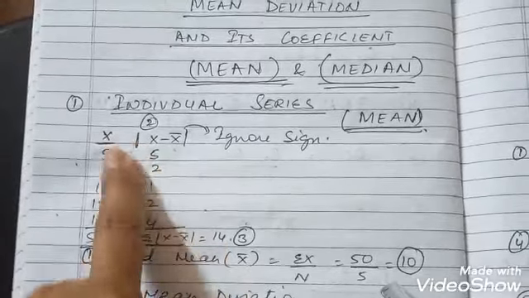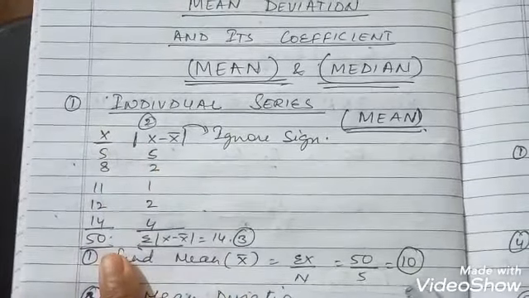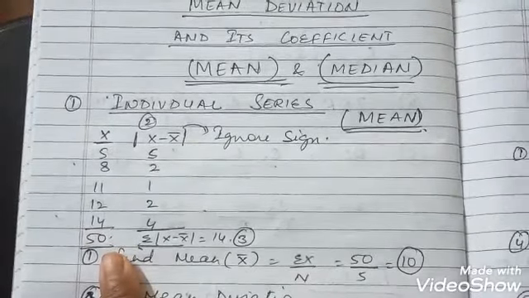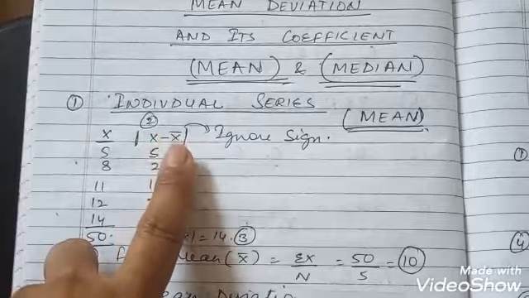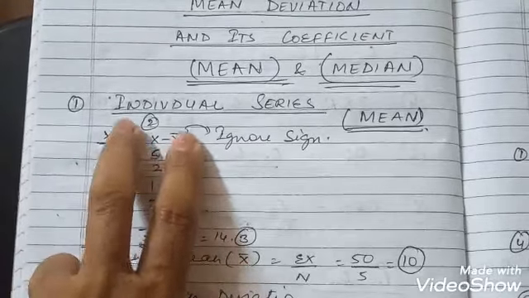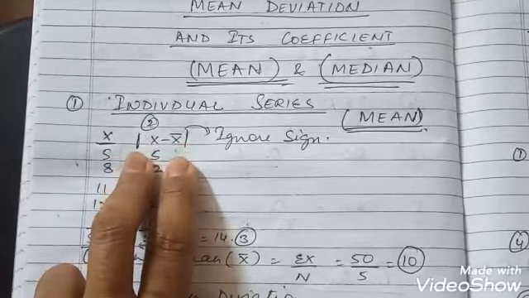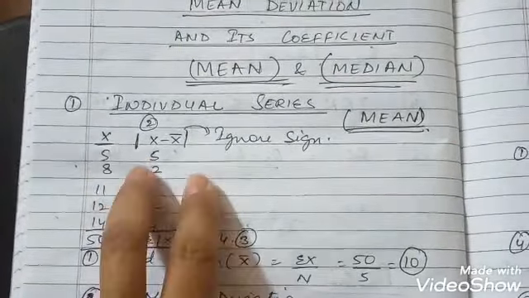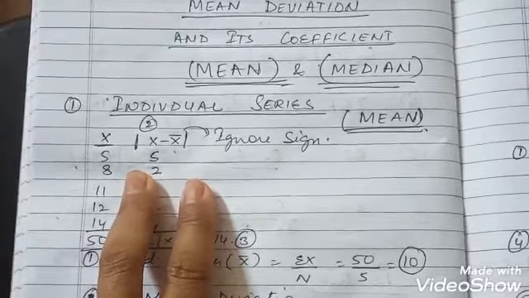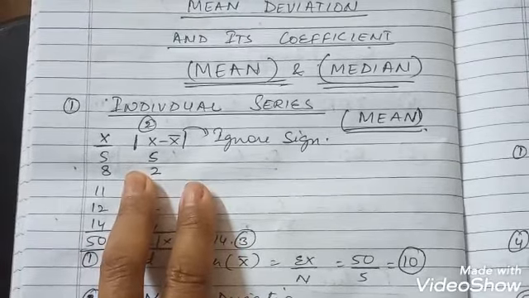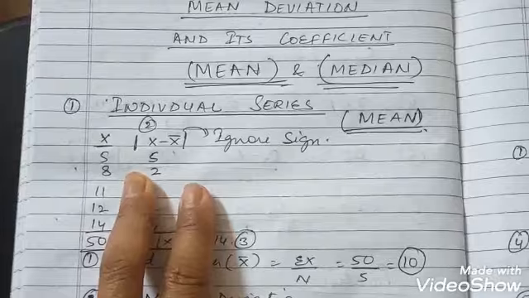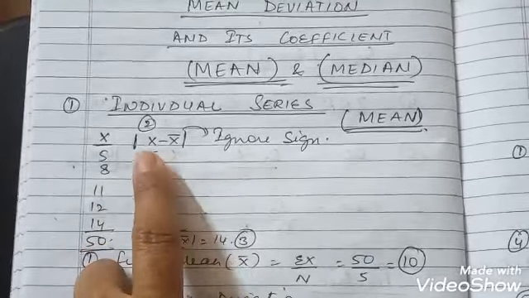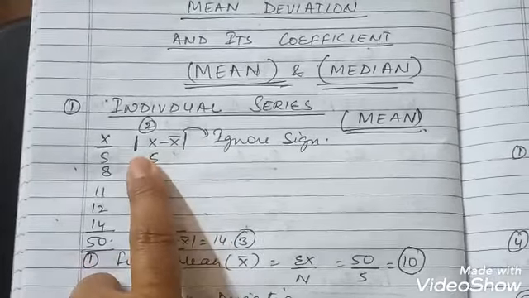So deviations will be from the actual mean. I repeat, the deviations will be from the actual mean. X minus x bar. You must be wondering what are these two lines I've made here. This is modulus, children. Modulus means you will ignore the sign. Only in mean deviation do we ignore the sign. In any other deviation, we never ignore the sign. So it is x minus x bar modulus.